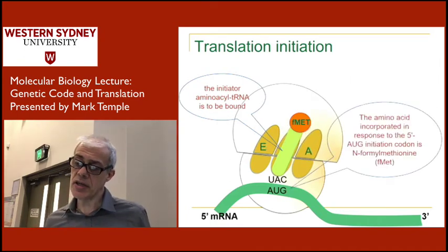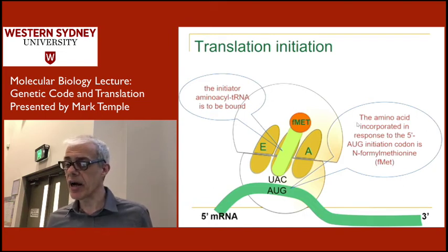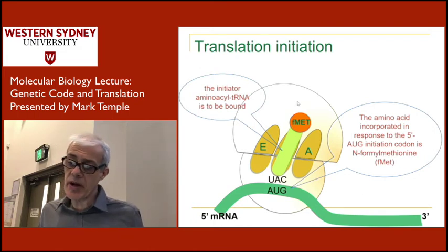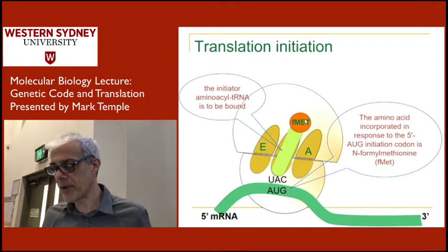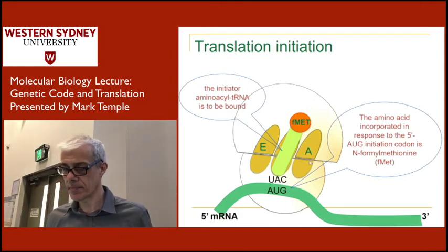Now, once this initiator complex is in place, it's recognized by the large subunit, and then we have this A site formed because of the large subunit, and also the peptide transferase site is in the large subunit. So incoming transfer RNAs can come here to be bonded to this amino acid here to form a peptide bond.